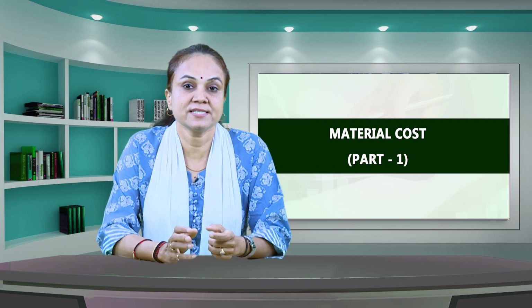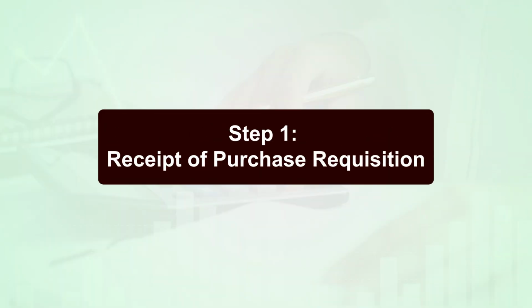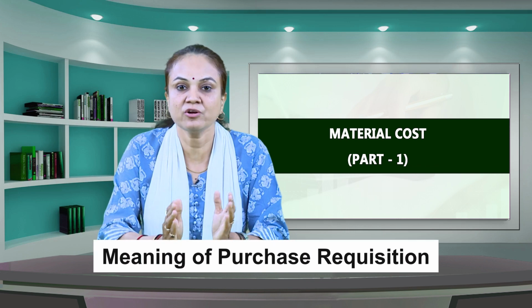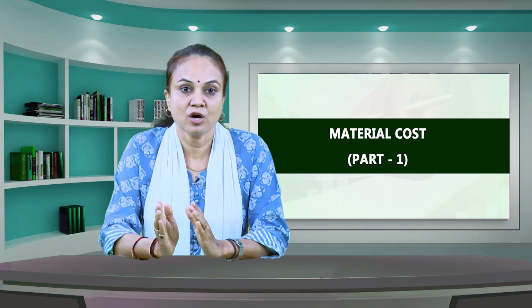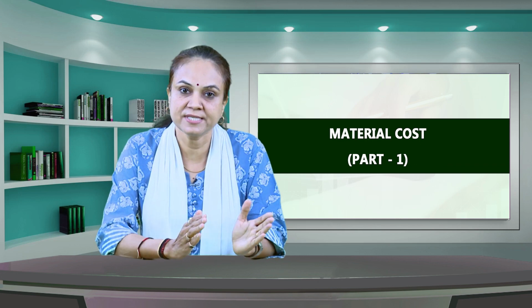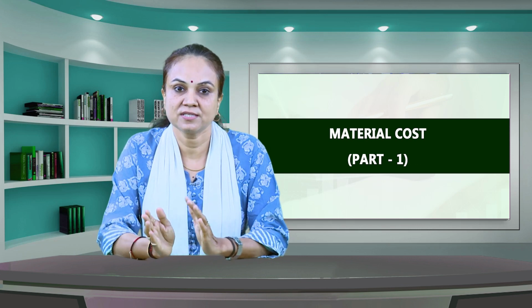Now, let's understand these steps in order. Step 1, that is receipt of purchase requisition. Let's discuss the meaning of purchase requisition. Purchase requisition is a form used to make a formal request to the purchase department to purchase the materials specified therein.